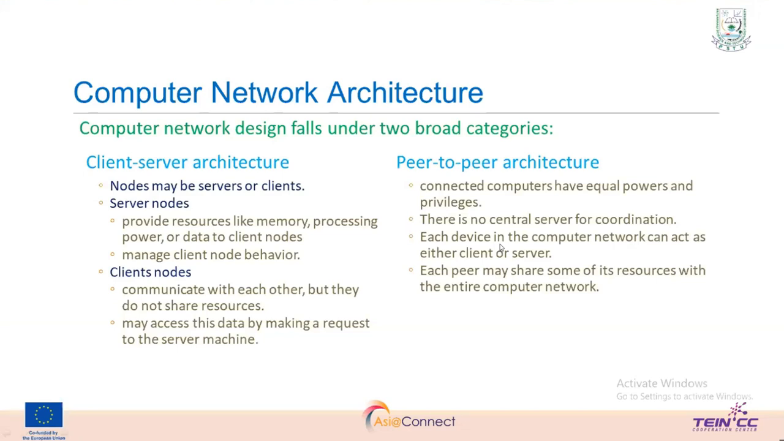In peer-to-peer architecture, connected computers have equal power and privileges. There is no central server for coordination, like in the client-server model. The client-server model is actually a centralized architecture, but the peer-to-peer model is actually a distributed architecture. There is no central server for coordination. Its devices in the computer network can act as either client or server. Each peer may share some of its resources with the entire computer network.